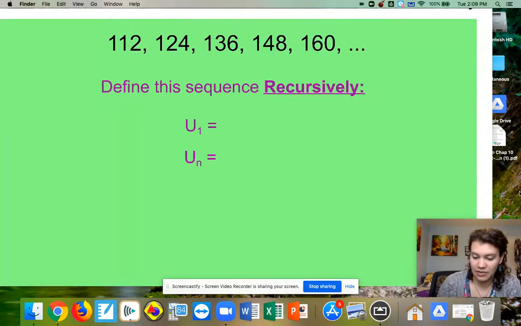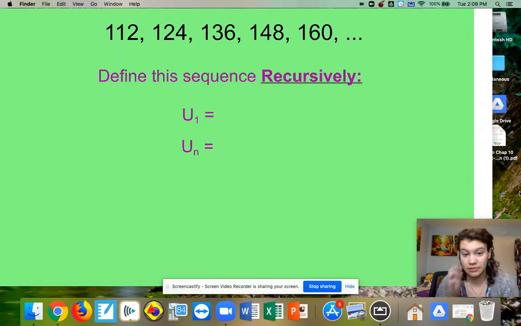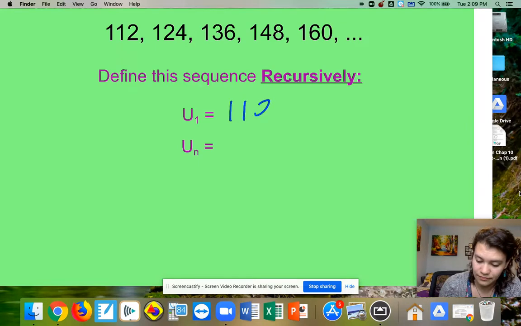All right, so then how do we actually write out these sequences? This one is the last one from the last page. We're going to do this recursively. Start with your first term. Always, always, always write down your first term. So 112 was the first term.